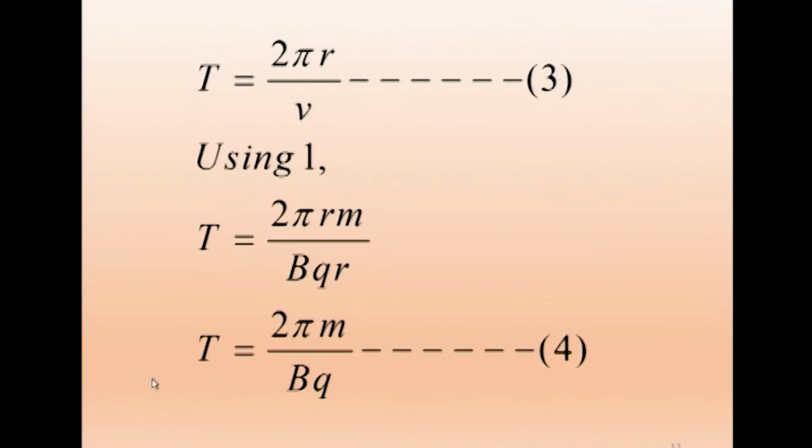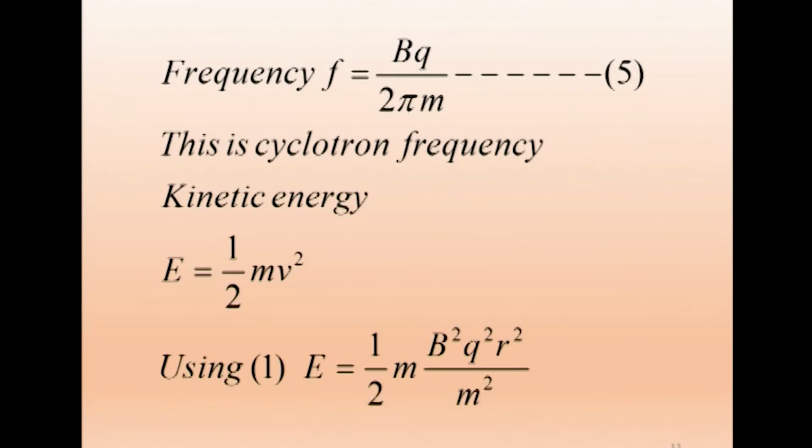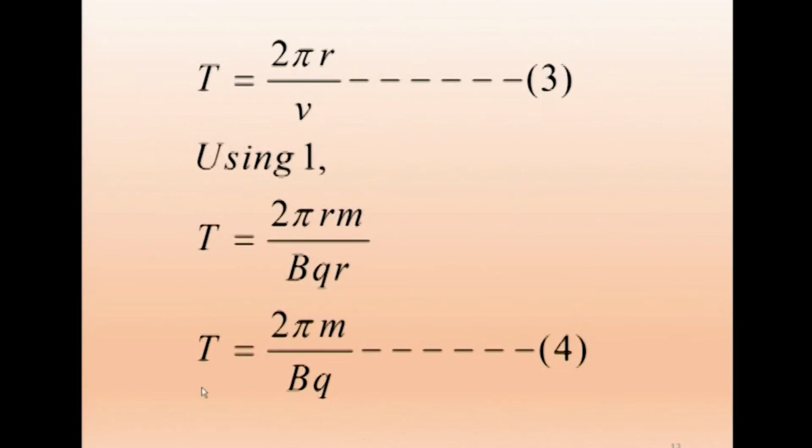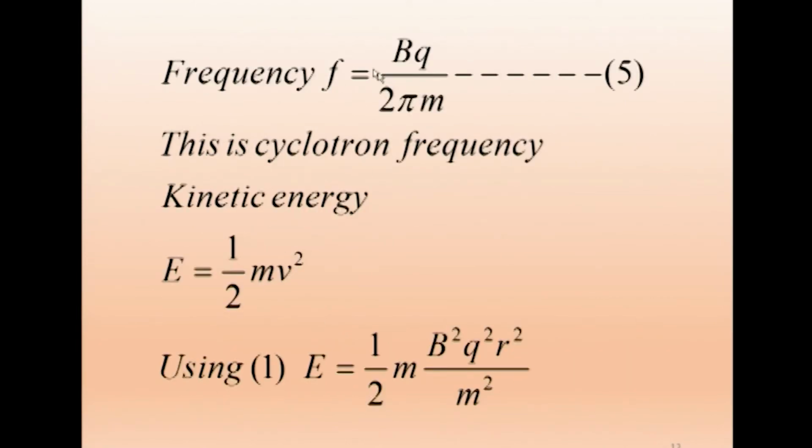So this must be the period of the oscillator in order to have synchronization. Therefore, what is the frequency? Frequency is 1 by period. Period is 2 pi m by bq, so frequency will be f equal to bq by 2 pi m.